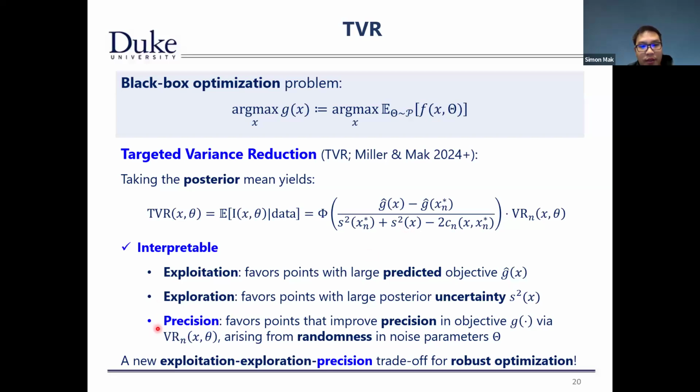But additionally, we have this additional criterion called precision, where we have this variance reduction term, which tries to improve the precision in the objective G coming from the randomness in the noise parameter. So all of this is very interpretable with this acquisition function, and this, in some sense, defines a new exploitation, exploration, and this new term, precision, trade-off for the stochastic optimization problem.